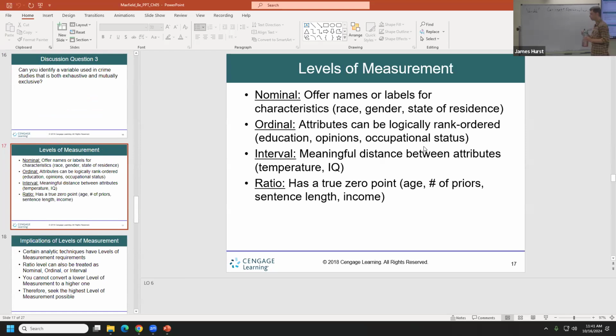We talked about this earlier in the semester. This is one of the, between your unit of analysis and your level of measurement, those are your two most important things related to any one variable. Right? Nominal is just name. Ordinal has an order. Interval means that the space between matters. Ratio has a zero.